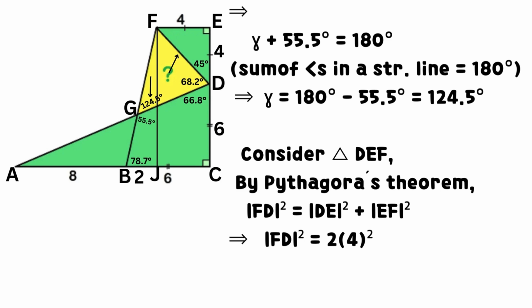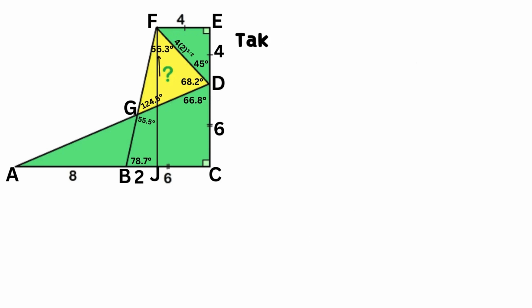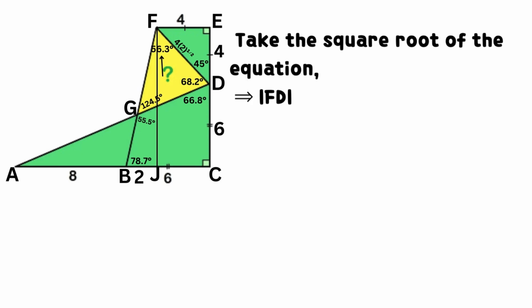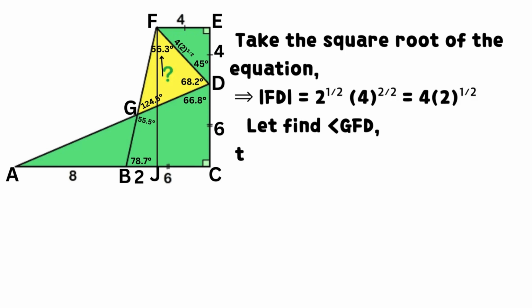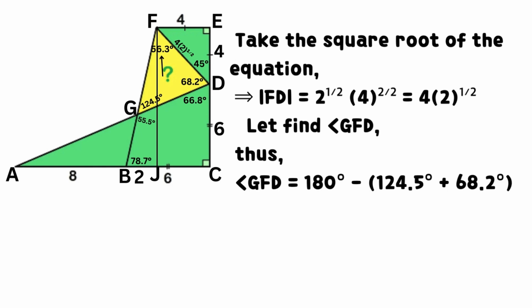By Pythagoras' theorem, the square of line FD equals the sum of the square of line DE and the square of line EF. It implies that the square of line FD equals the product of 2 and the square of 4. Take the square root of the equation. It implies that line FD equals the product of 4 and the square root of 2.